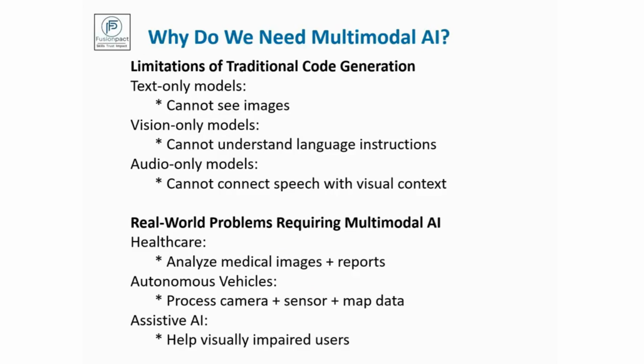Some limitations in traditional generation were text only models, vision only models, and audio only models. Some real world problems requiring multimodal AI are healthcare, analyzing medical images plus reports. So in healthcare, multimodal AI can analyze the multiple kinds of images which reside with the medical associations. Apart from that, there are autonomous vehicles and assistive AI.